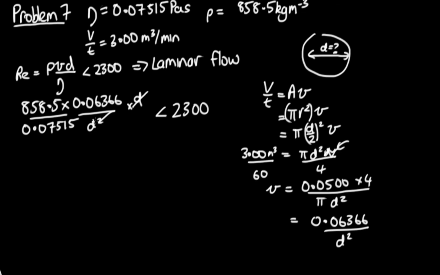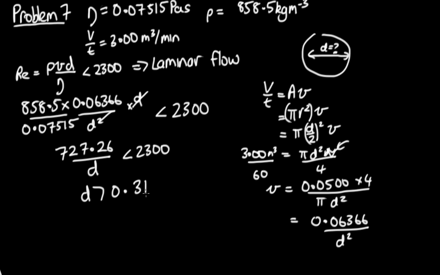So we can work out the numbers on this side. This gives us 727.26 over d, and that has got to be less than 2,300. So that gives us d has got to be greater than 0.3162, and that's in meters. So we should give it to 3 significant figures, as this one here's to 3 significant figures. So this is equal to 31.6 centimeters for the diameter for our pipe.